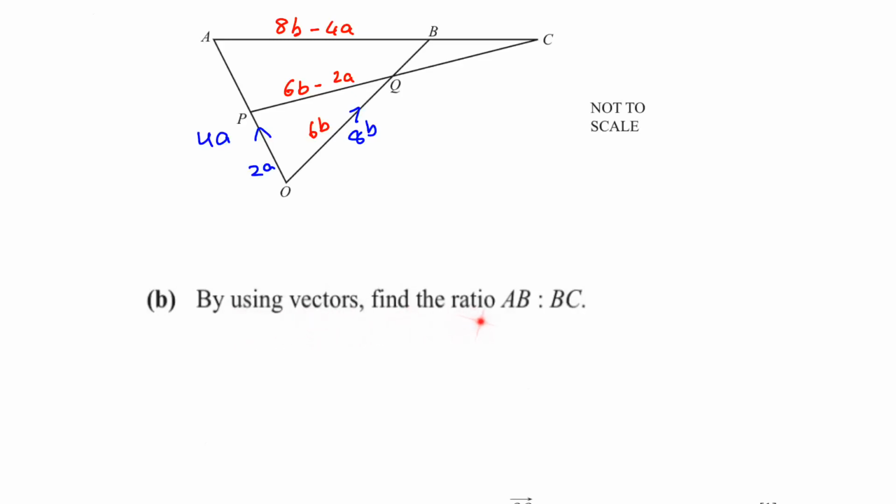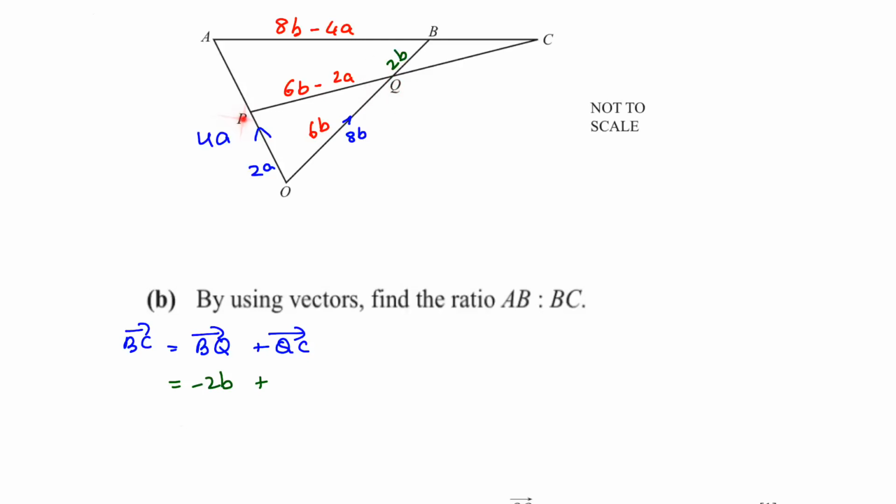Part B, by using vectors, find the ratio AB to BC. I have written down here what information we already have. We have AB is equal to 8B minus 4A. To find the ratio, we need to find BC. And to find BC, let's see what vector we can use. We can use vector BQ plus QC. But we don't have BQ. We know that OB is 8B and OQ is 6B. So what is QB going to be? 2B. And BQ is going to be negative 2B.